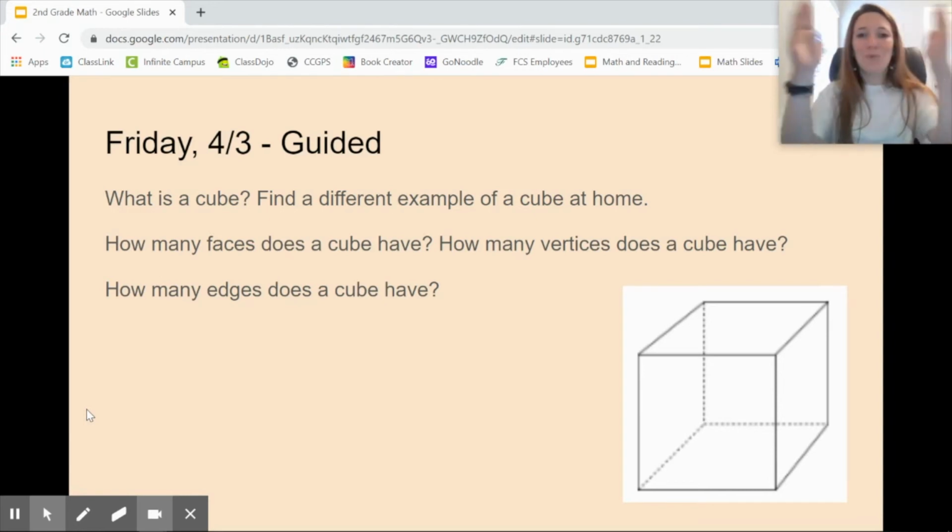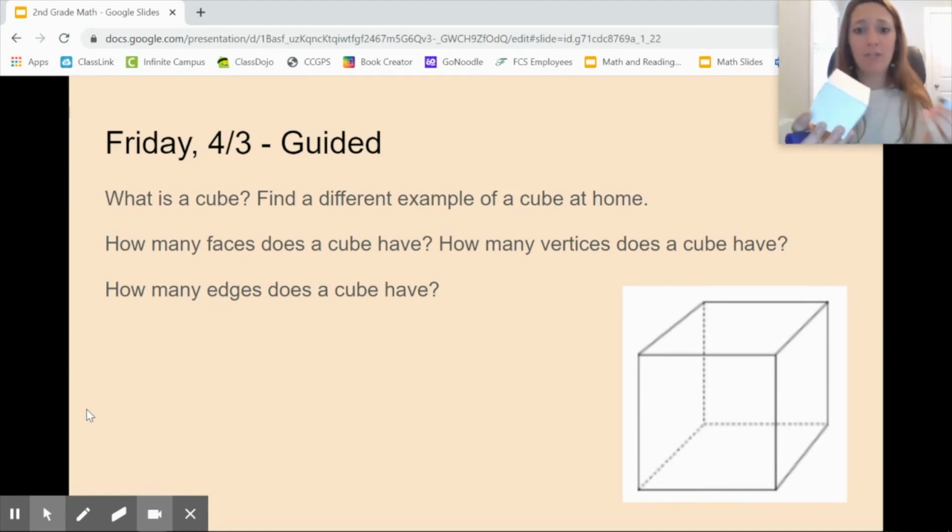Pause. Welcome back. So what I'm going to do is count how many faces there are. I'm going to put a dot for each of them. So 1. Oh my gosh, that didn't work. Okay, so let's try that again. We'll try a different color. Okay. 1, 2, 3, 4, 5, 6. Let's see, did I get them all? Yep. So a cube has 6 faces.